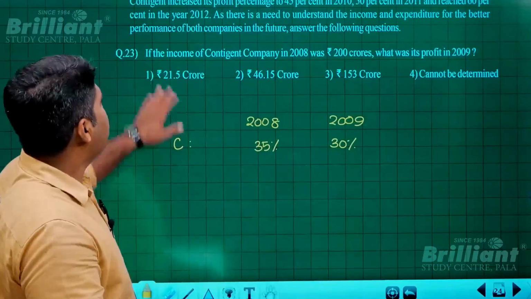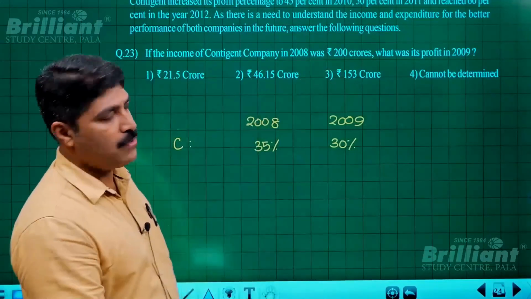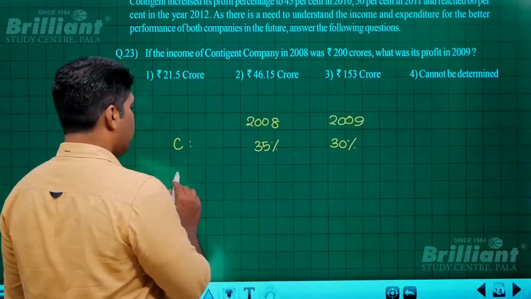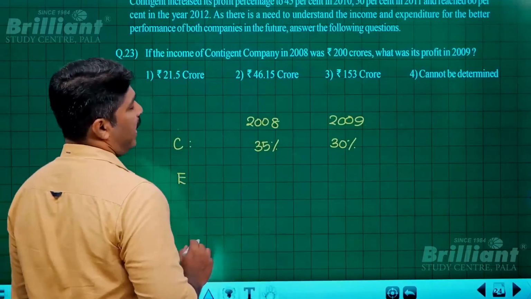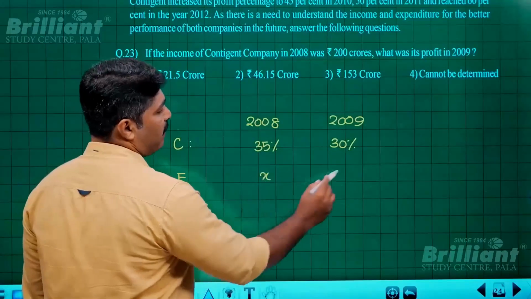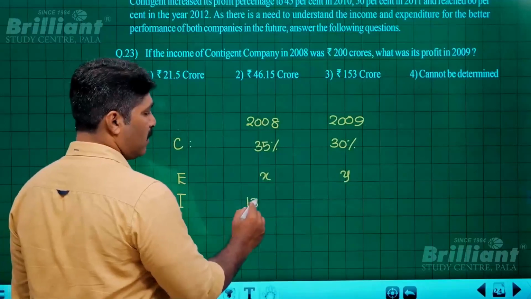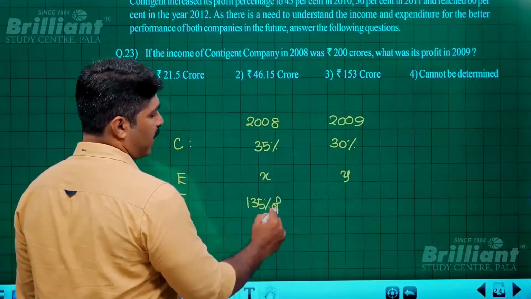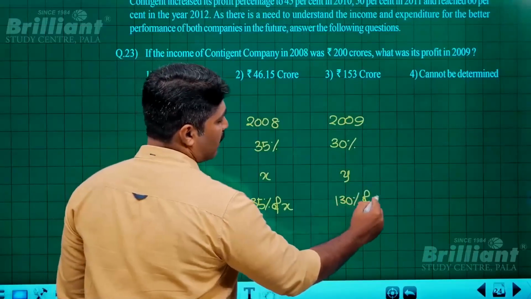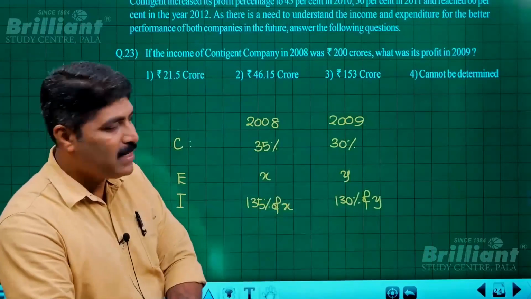It is given that the income in 2008 is 200 crores. Suppose the expenditures of these companies in these periods are X and Y. Then the income in 2008 is 135% of X. And what about this one? This is 130% of Y. That's it, because there is a profit percentage of 30%, therefore we have to consider it like that.